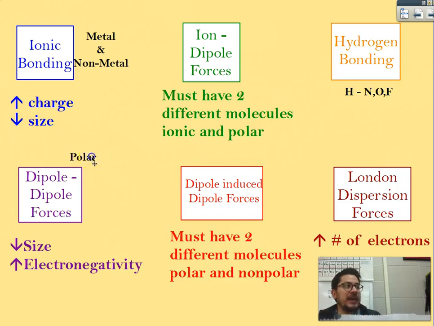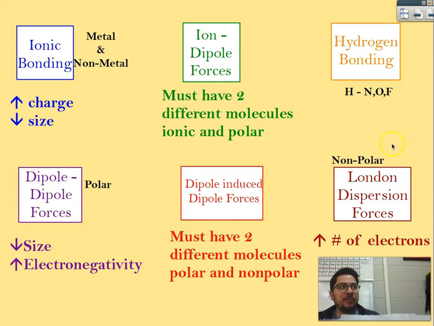Dipole. The word dipole means polar. So if it's just a single polar molecule, you draw it out and it's polar because it has dots on it, or there's different elements around it, it's polar, it's dipole. Dipole-induced dipole, that means I have a polar and a nonpolar. And then the last one is London dispersion forces. London dispersion is just nonpolar.